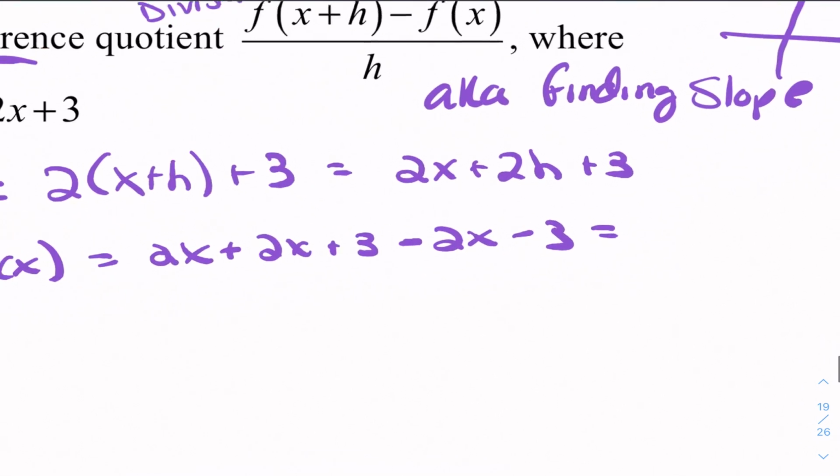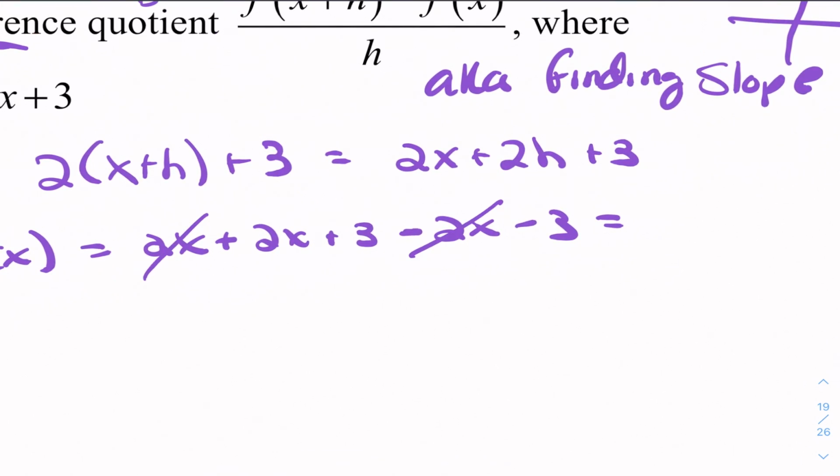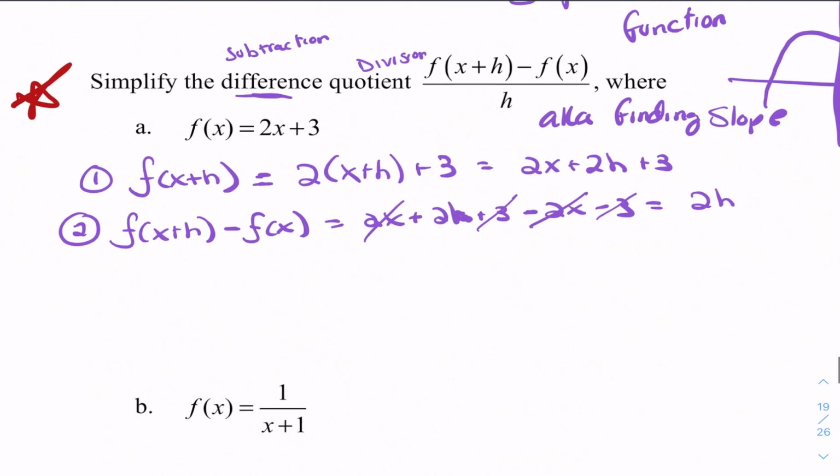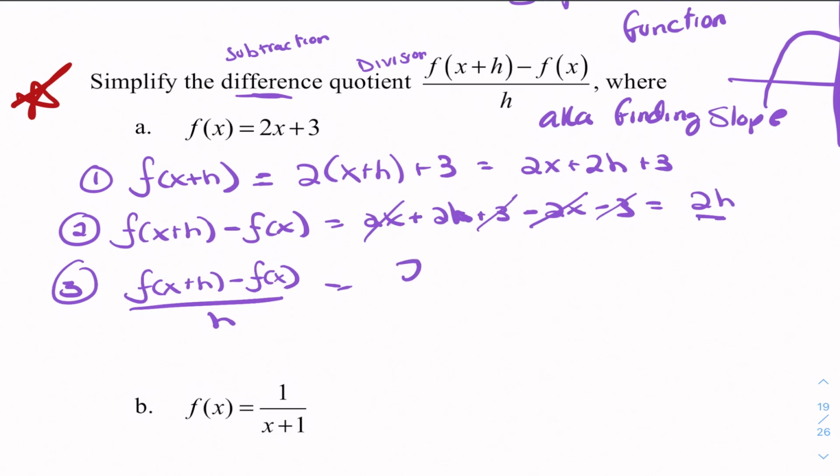And now we just simplify. We have negative 2x, positive 2x, negative 3, and positive 3. So I'm left with 2h. And then the last step is to write out f of x plus h minus f of x, all over h. So we take what we found, 2h, and divide it by h. If you do this right, an h term will cancel out each time, and we're left with 2.